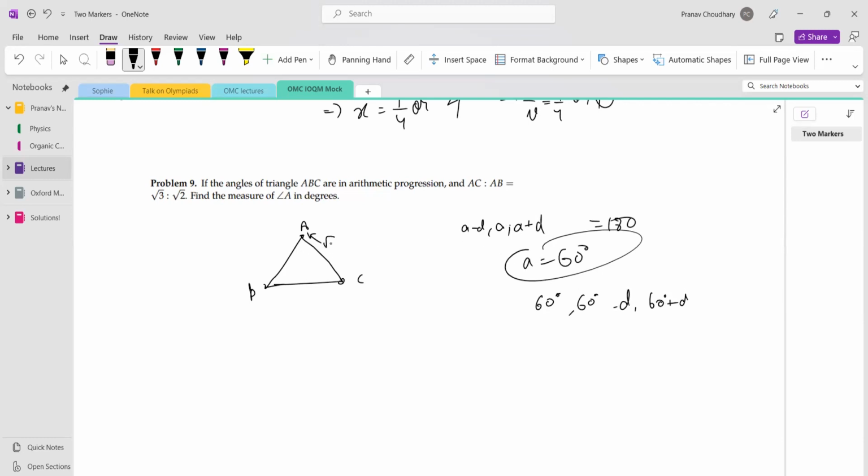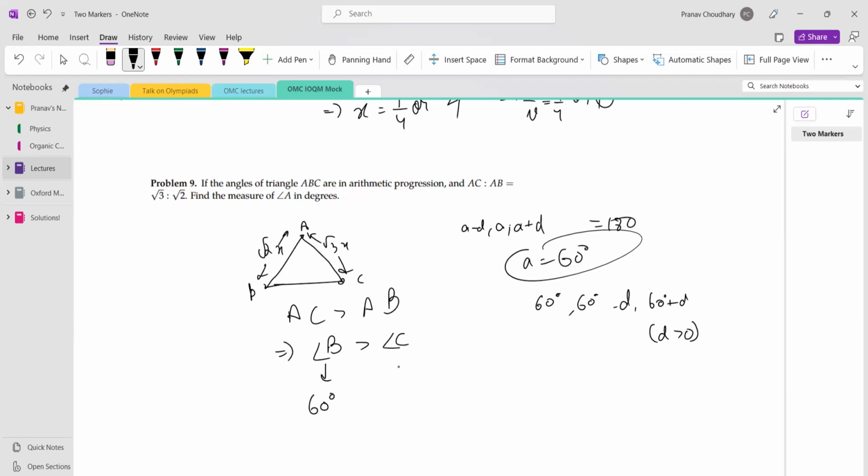And you are given AC is root 3x and AB is root 2x. You want to find the measure of angle A in degrees. Okay, so we can just assume D is greater than 0, there is a symmetric thing. See, clearly AC is greater than AB. This implies angle B must be greater than angle C.